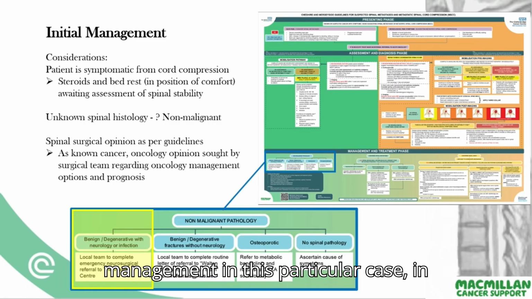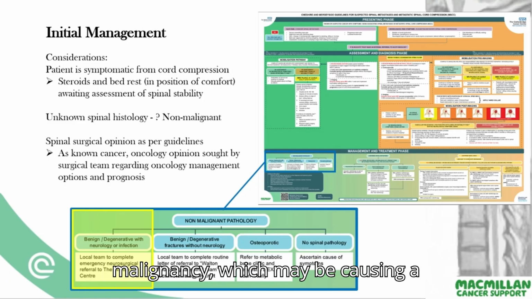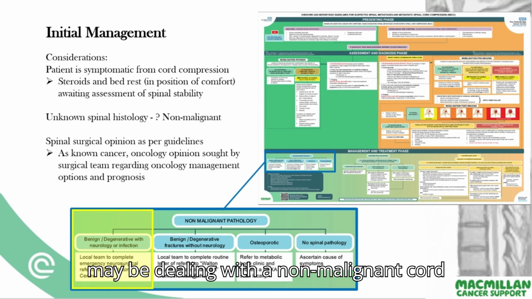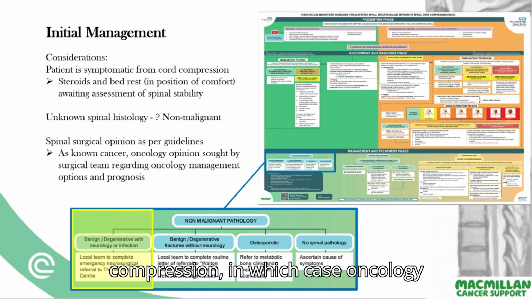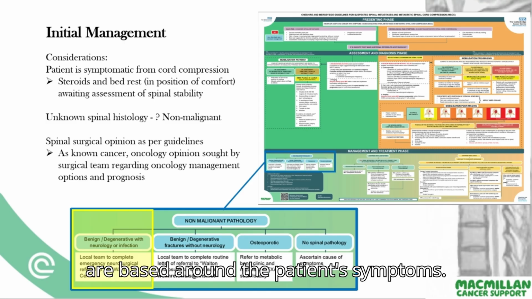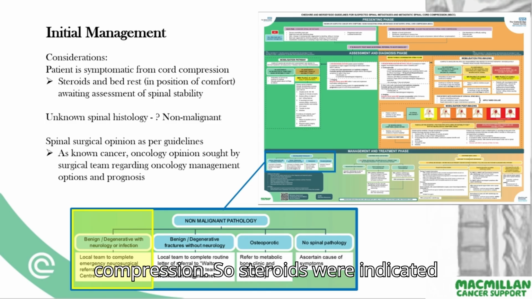So the initial management in this particular case, and cases like this, are quite challenging because we're dealing with a potential malignancy which may be causing a malignant spinal cord compression, but we may be dealing with a non-malignant cord compression, in which case oncology management isn't appropriate for this patient. So the initial considerations are based around the patient's symptoms. So the patient is symptomatic from cord compression.